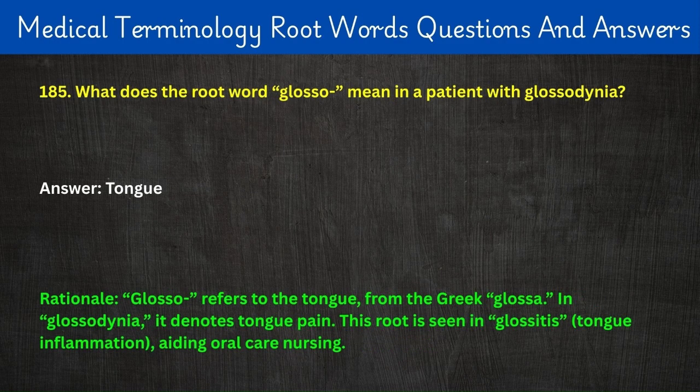185. What does the root word glosso- mean in a patient with glossodynia? Answer: tongue rationale. Glosso- refers to the tongue, from the Greek glossa. In glossodynia, it denotes tongue pain. This root is seen in glossitis, tongue inflammation, aiding oral care nursing.